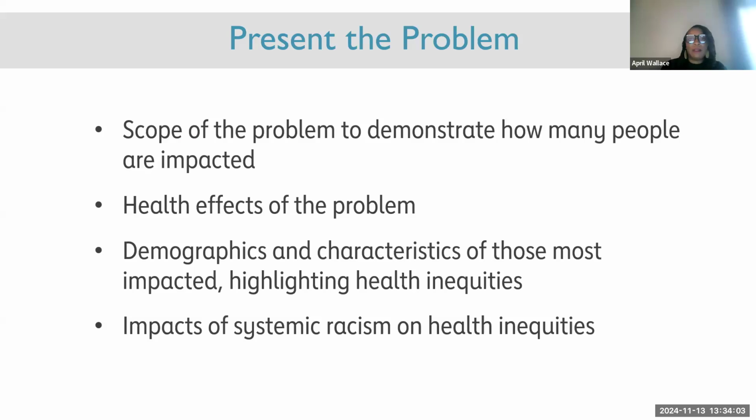When presenting the problem, we want to make sure that we have data that at minimum will include this information: your scope of the problem to demonstrate how many people are impacted, the health effects of the problem, your demographics information and characteristics about those most impacted, and highlighting health inequities, and then your impacts of systemic racism on health inequities. Next slide.